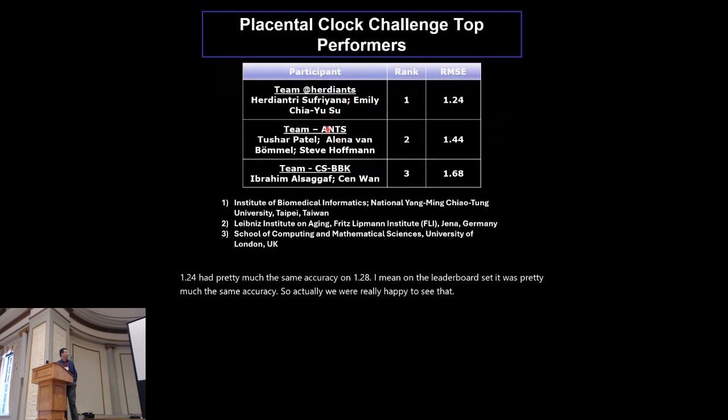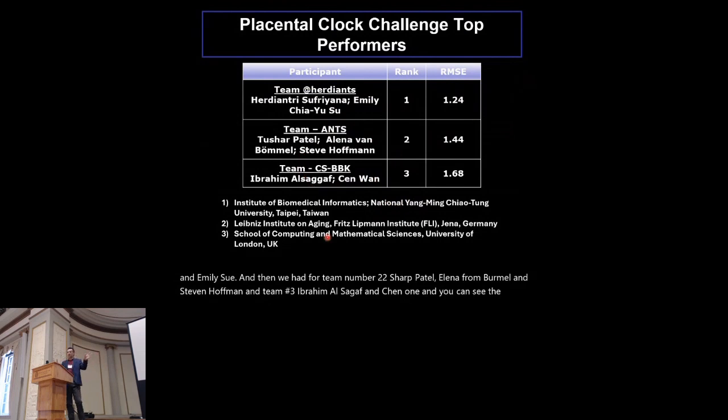So these are the 3 top teams. For team number 1, we had Heriandi, Surfiana, and Emily Su. For team number 2, Tushar Patel, Elena von Bommel, and Stephen Hoffman. And team number 3, Ibrahim Al-Sagaf and Chen Wan. And you can see the affiliations.